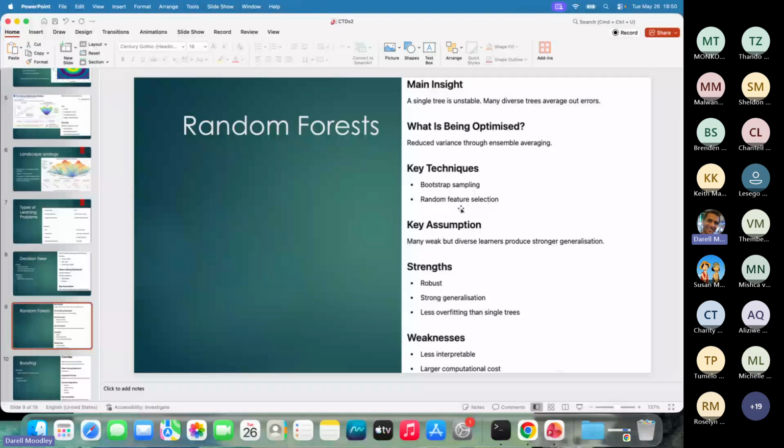Besides just sampling the observations randomly and with replacement, it also samples the features. So not every tree gets all the features. They just get a few features and you combine those trees together. So you have many weak trees, but when you combine the results, you get a stronger prediction. The strengths of it: it's robust and has strong generalization. That means it can reduce the chance of overfitting because you're combining many weak learners.